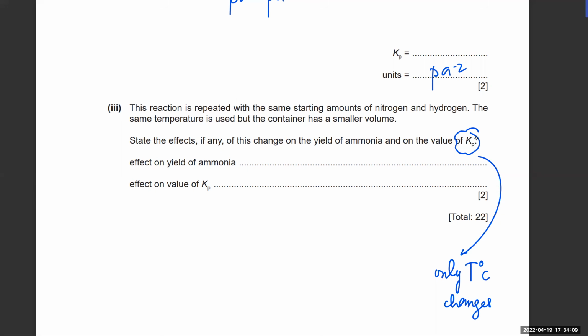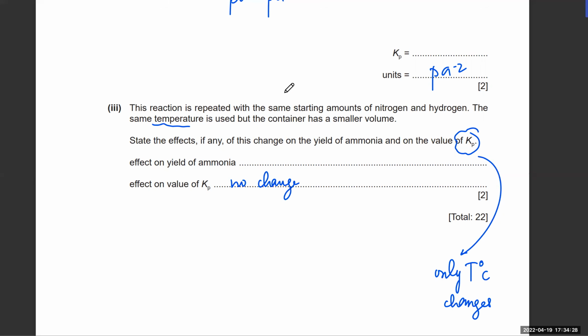Otherwise, this ratio remains a constant. Product over reactant ratio remains a constant. So he's saying the same starting amounts and the same temperature are used. So if the same temperature is used, the effect on the value of Kp is that there's going to be no change, right? No matter what you do, the Kp value will not change.